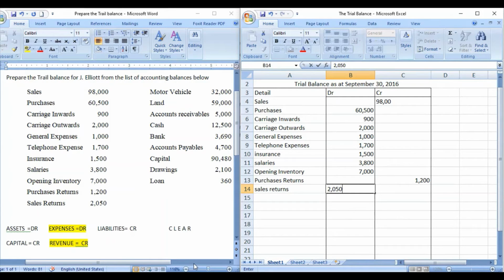Alright, so we want to move now to motor vehicle. Motor vehicle is an asset, and we know that motor vehicle is a fixed asset. Once it's an asset, we know that assets carry a debit balance. So we'll go ahead and we will put in motor vehicle, and we will debit the account with 32,000. Then we move to land, asset again, and we will debit with 59,000.